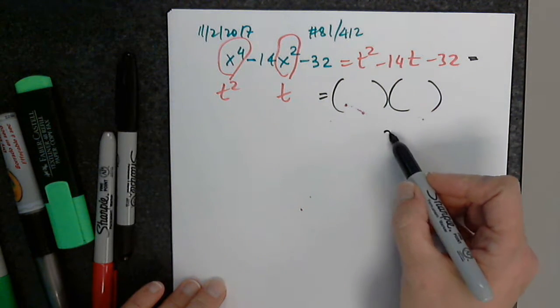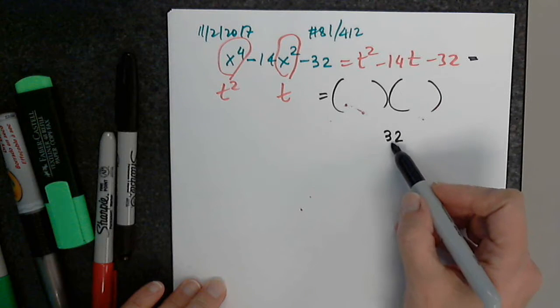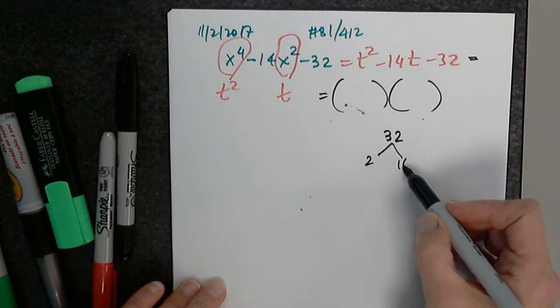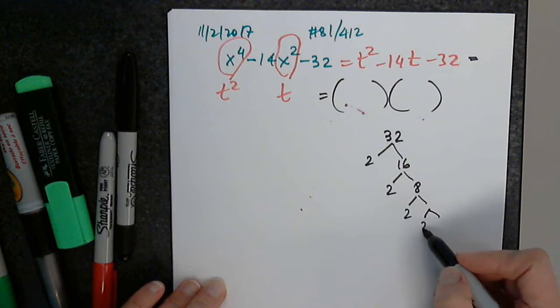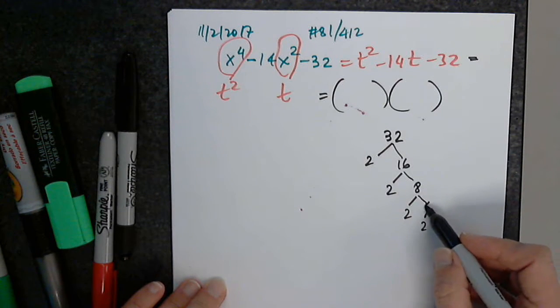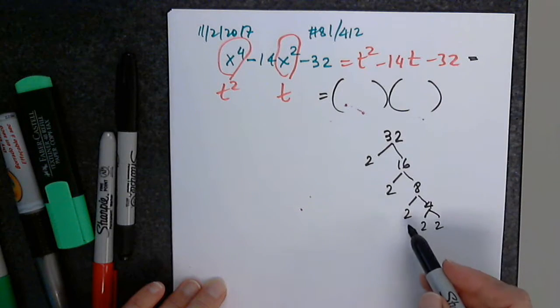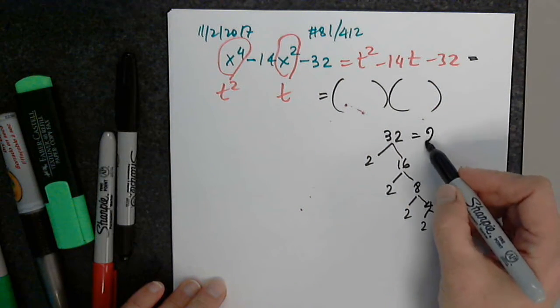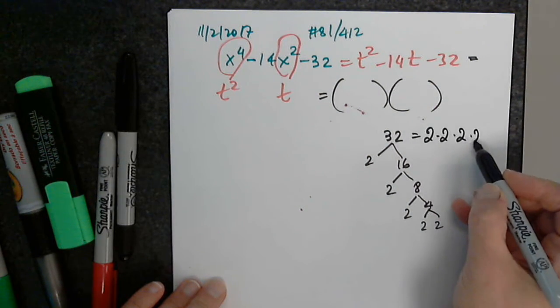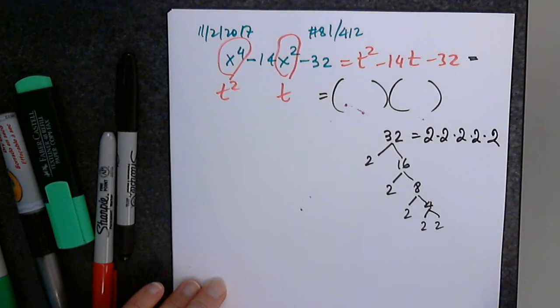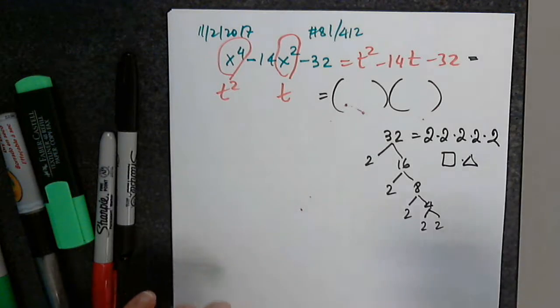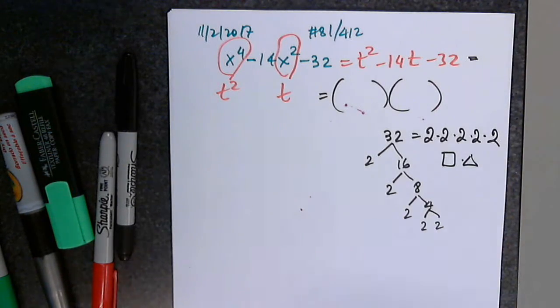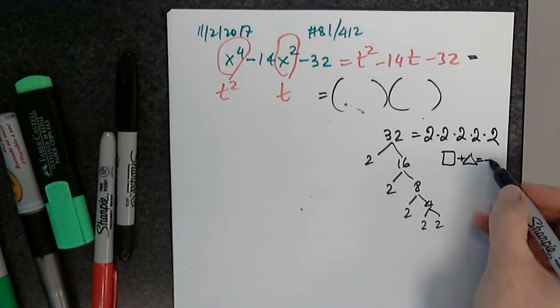Okay, let's say that 32 is a big number. Divisible by 2, yes. 16. Divisible by 2, yes. 8. And 2. And 2. I meant to write 4. And 2 and 2. 1, 2, 3, 4, 5. So 32 is 2 times 2 times 2 times 2 times 2. Of course it will be negative. So from here I need two numbers whose product will be the whole thing, but whose sum will be negative 14.